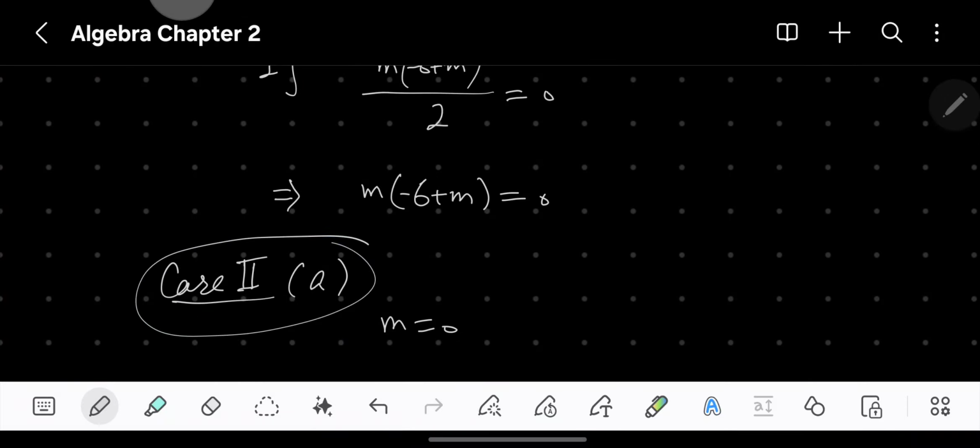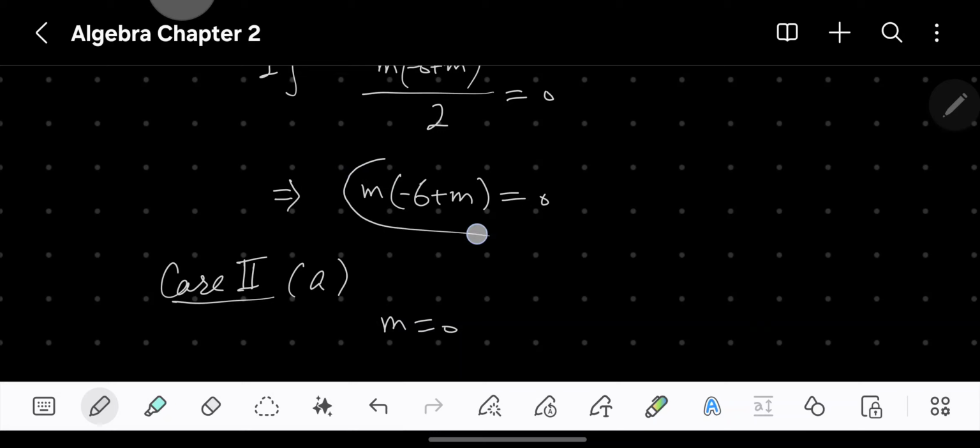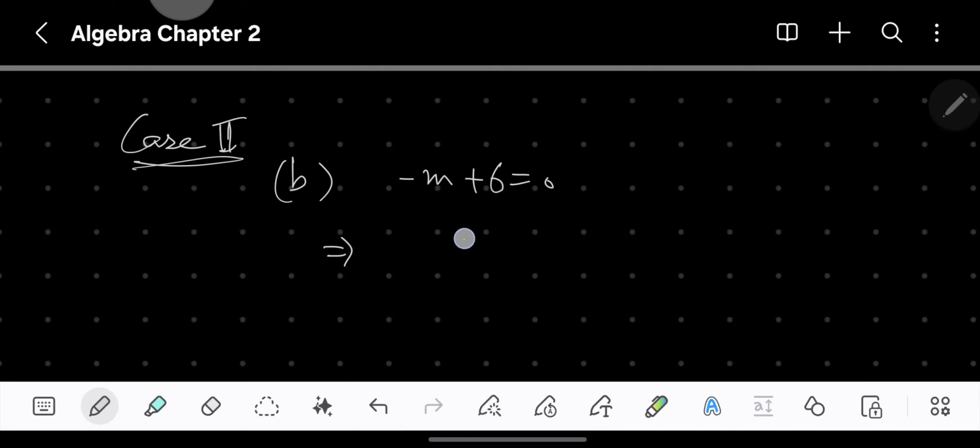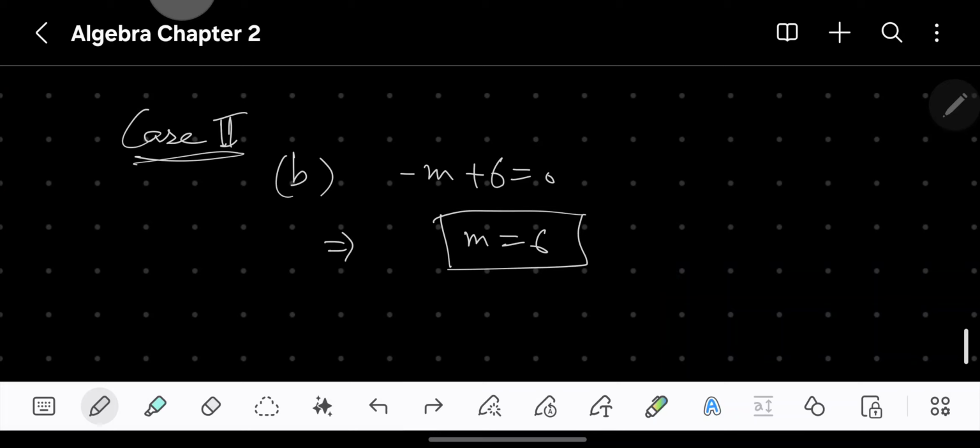What is case 2b? Case 2b is, because this is the equation, m times this is 0, there are two possibilities, either m is 0 or this is 0. So this is 0 means I'm going to case 2b. Case 2b means minus 6 plus m is 0. This means m is equal to 6, because I can take this m here. Now I have to put m is equal to 6 everywhere in the matrix.